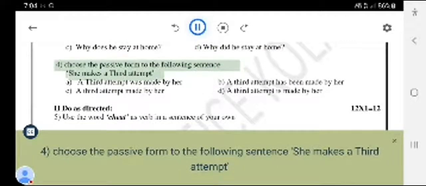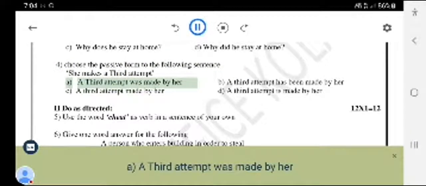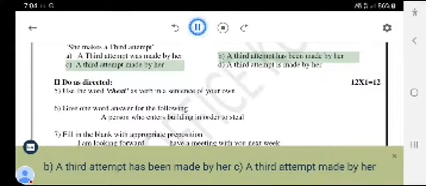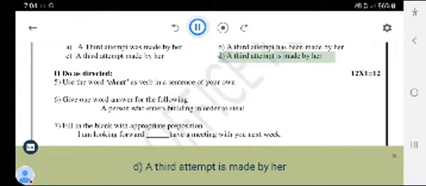4. Choose the passive form to the following sentence. She makes a third attempt. A. A third attempt was made by her. B. A third attempt has been made by her. C. A third attempt made by her. D. A third attempt is made by her.